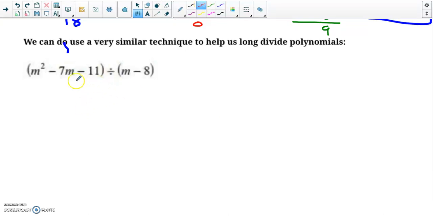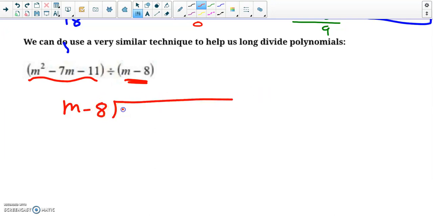Okay? So we're going to set it up the same way. We want to divide this polynomial by this one. We're going to write the thing we're dividing by on the outside. We're going to write our division side. We're going to write the thing that is being divided on the inside here.